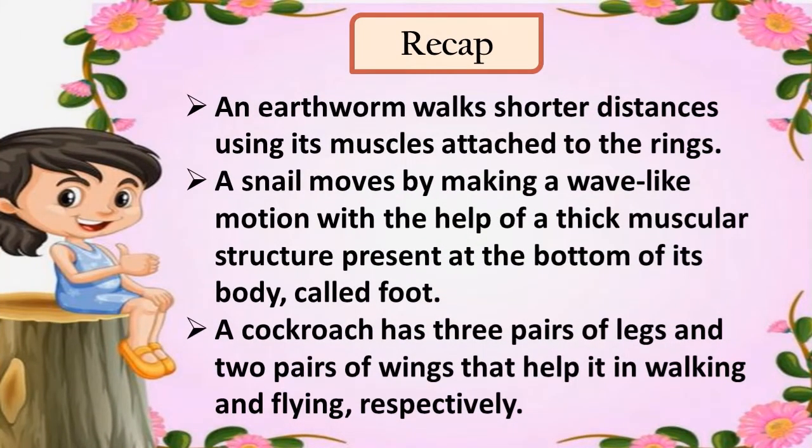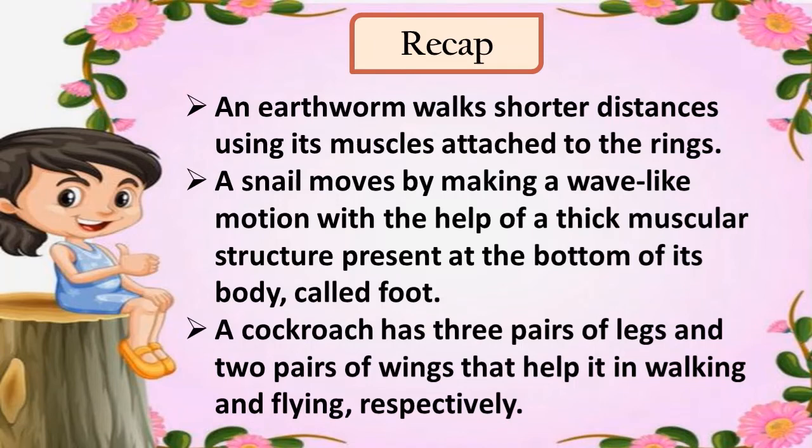Now, at the end of the session, let's recap. An earthworm walks shorter distances using its muscles attached to the rings. A snail moves by making a wave-like motion with the help of a thick muscular structure present at the bottom of its body, called foot.